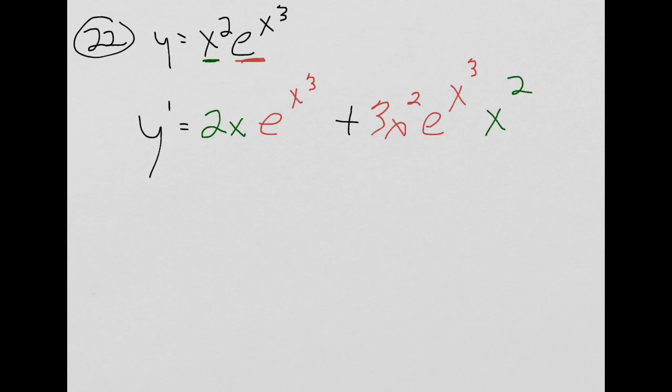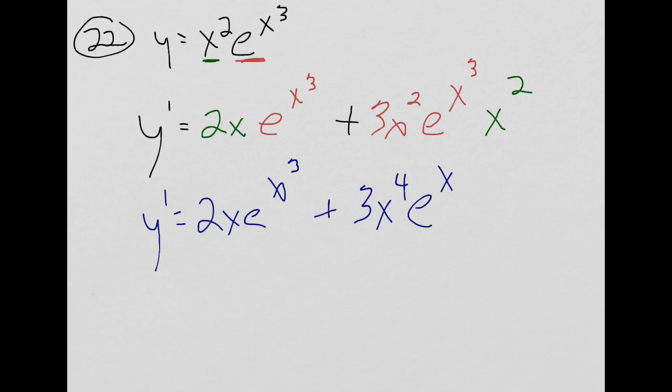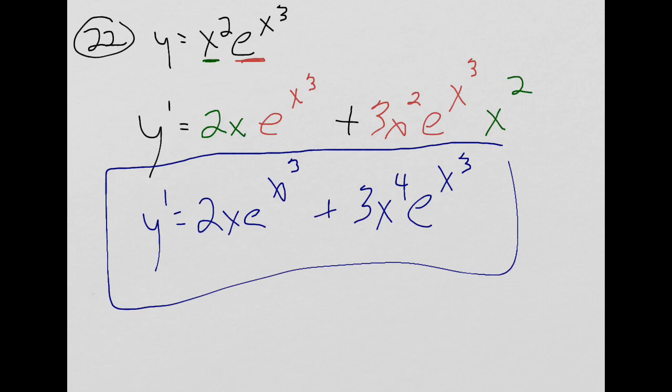And now as I reorganize everything, we'll go over to blue. Y prime is equal to, that first term does not change. I just get 2x e to the x cubed. And then the next term, I've got 3x squared, and then I've got an x squared here. So that's actually 3x to the fourth using exponent rules. And I like to have that term out front. So 3x to the fourth, and now I'm going to write my e to the x cubed. And you could factor this if you wanted to, or you could just leave it like this. For our purposes at this point, an answer like this is just fine.